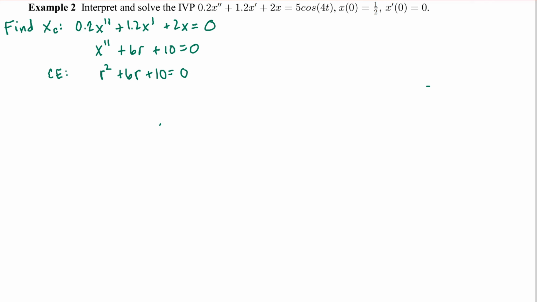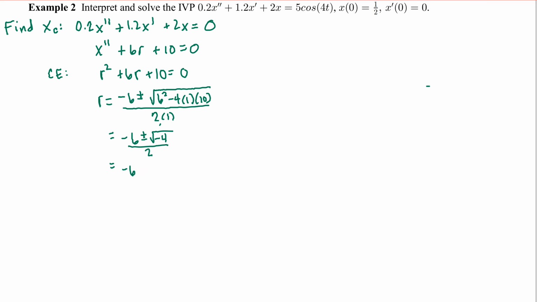This one will not factor, so let's go ahead and apply our quadratic formula. Negative b plus or minus the square root of b squared minus 4ac, all divided by 2a. So simplifying our radicand there, it looks like we have 36 minus 40. So we have a radicand of negative 4. Evaluating that radical, of course, we get 2i. And let's reduce. Our two roots are negative 3 plus or minus i.